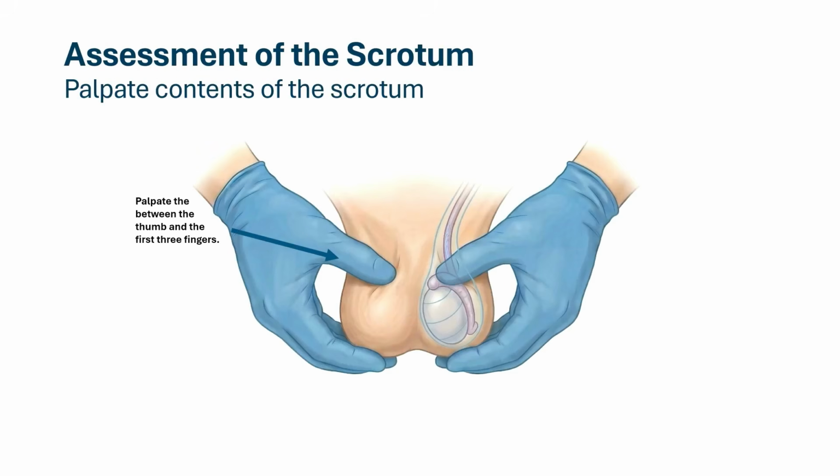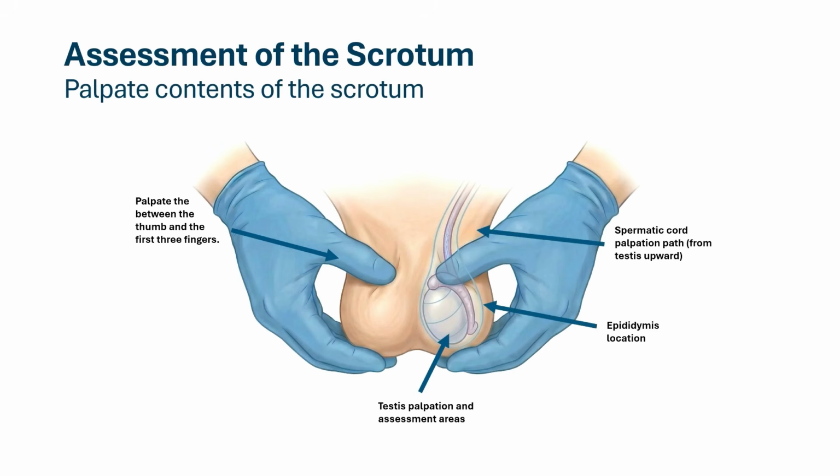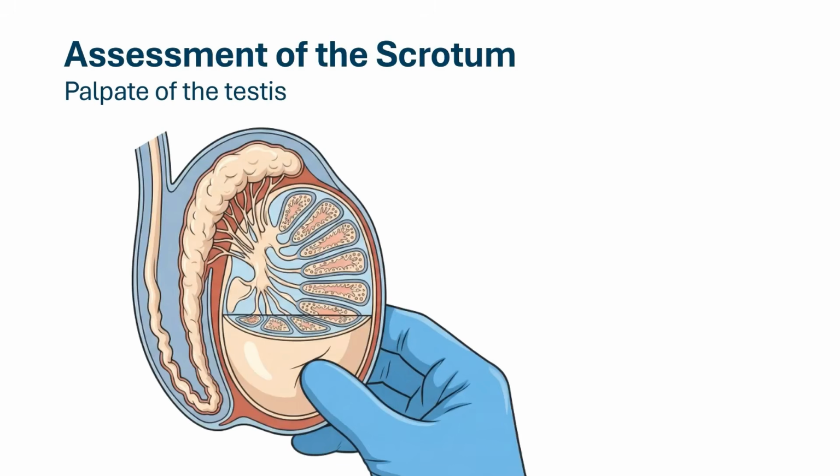Palpate between the thumb and the first three fingers. Testis palpation and assessment areas. Epididymis location. Spermatic cord palpation path from the testis upward. Palpate each testicle separately with both hands.